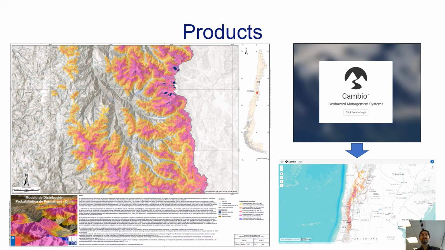Now, what can you do with all this information as a first step? In partnership with CERN Geomin, we developed a series of maps that are now in the hands of CERN Geomin to show probabilities of permafrost, mainly for the northern part of Chile, but we also integrated the permafrost distribution map into our internal geohazard management system called Cambio as a tool to allow to see where geohazards may or may not be.